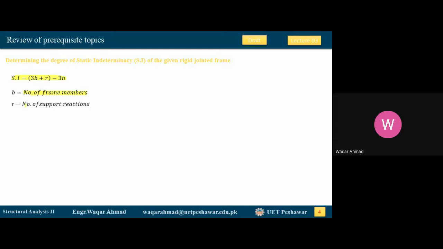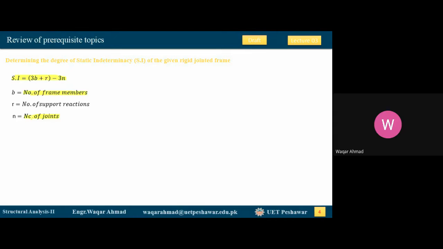So if there is a fixed support, it means there will be 3 reactions. If there is a roller, there will be 1. If there is a hinge support, there will be 2 support reactions. What is n? n is the number of joints. n is the number of joints.